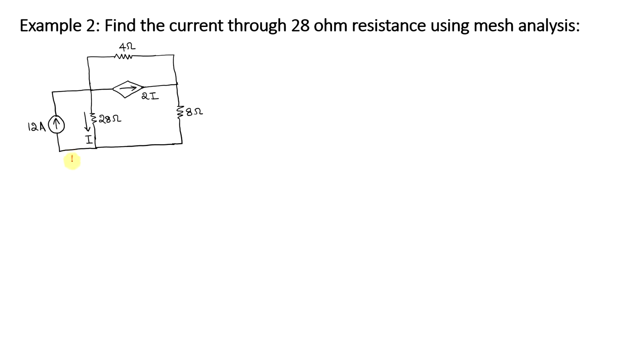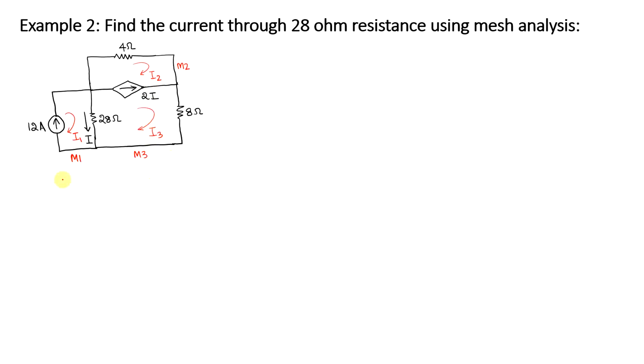So let me mark that this is mesh 1, this is mesh 2, and this is mesh 3. So let me draw the mesh currents in the clockwise direction. So this, I will mark this as I1, this current as I2, and this current as I3.